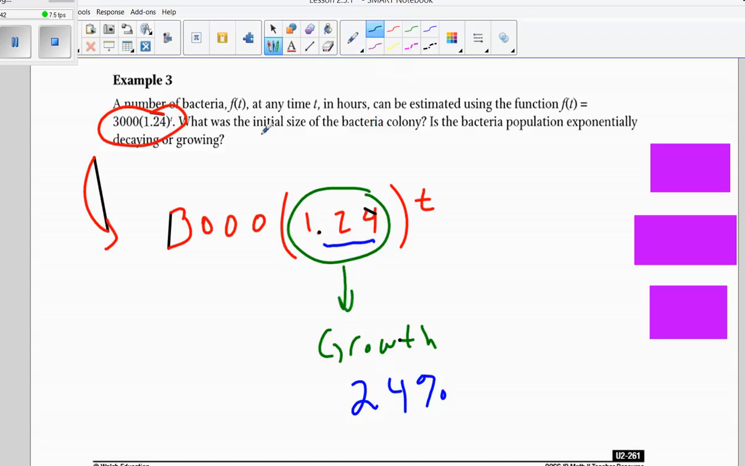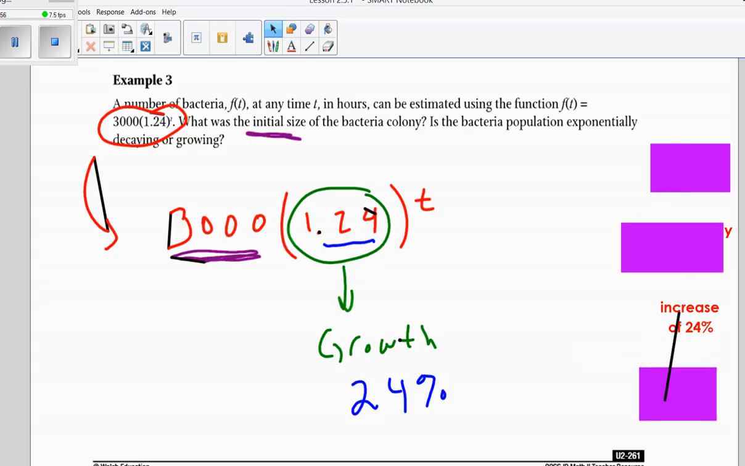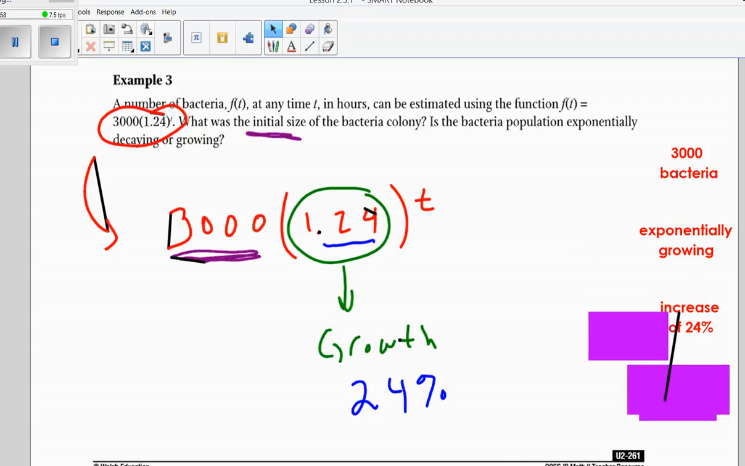Now the last question says, what's the initial size of the bacterial colony? Well, we haven't talked about this since we first started taking notes. The initial size is your a value. So our initial amount is 3,000 bacteria. So if you look here, we increased 24%, it's exponentially growing, and we start with 3,000 bacteria.